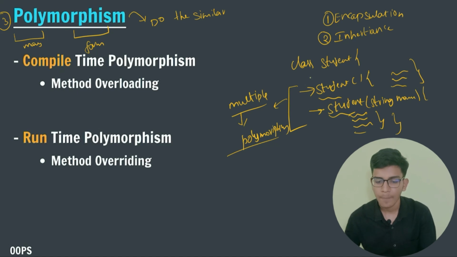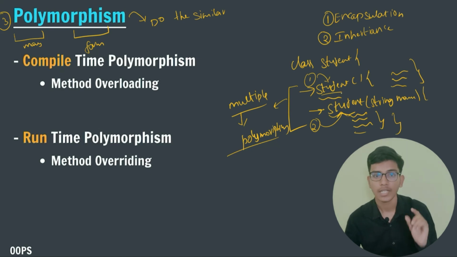You can see that in the first constructor the constructor name is student. In the second one, the constructor name is also student. So the name of the functions or the methods is same. The only change is that we are doing something different inside our function. This thing is known as polymorphism.